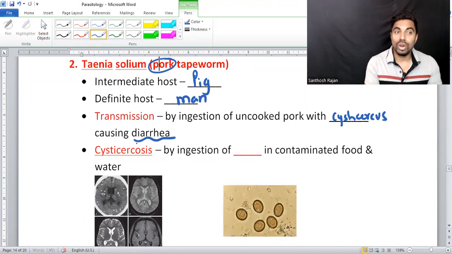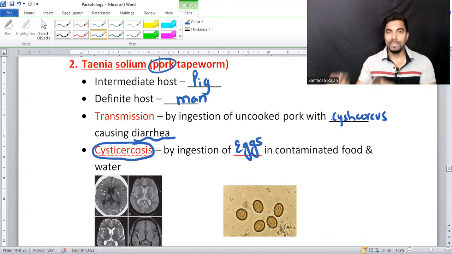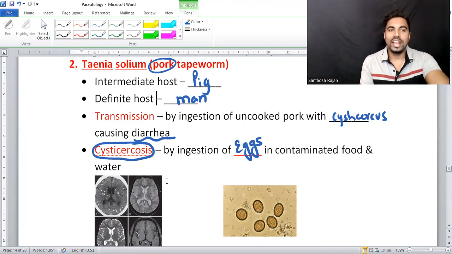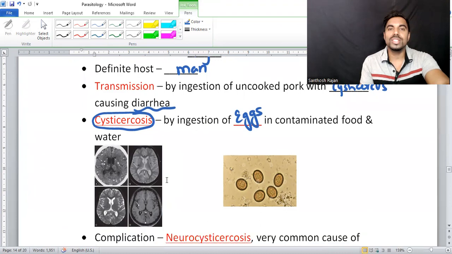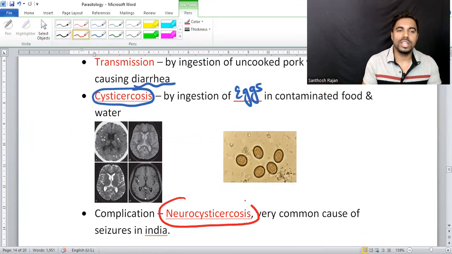But the worst is what? Autoinfection, or we can say it is the ingestion of what? The eggs. Instead of cysticercus, suppose eggs, food mein, water mein, uska eggs accidentally if we consume, it's rare, but it happens. Not that rare actually. These days, we are having a lot of cysticercosis. Then when the egg goes inside, it will end in neurocysticercosis. This is the one I want to stress. Neurocysticercosis is caused by taenia solium. That's why pork is very, very dangerous.